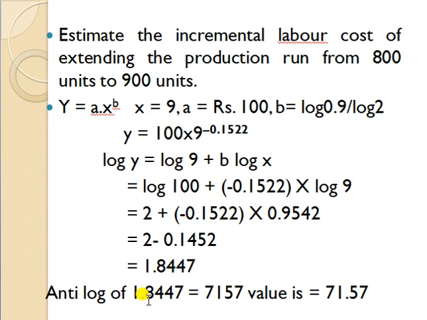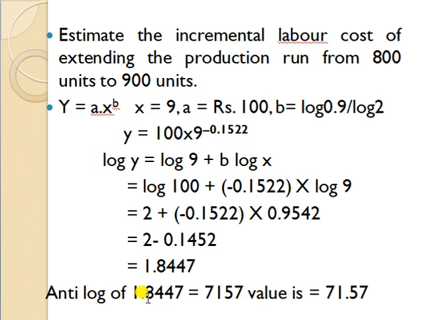What you need to do is consider 84, 4, 7 in the anti-log table. 84, 4 is the mantissa and 7 is the characteristic. 84, 4, 7. So the value is 7157.